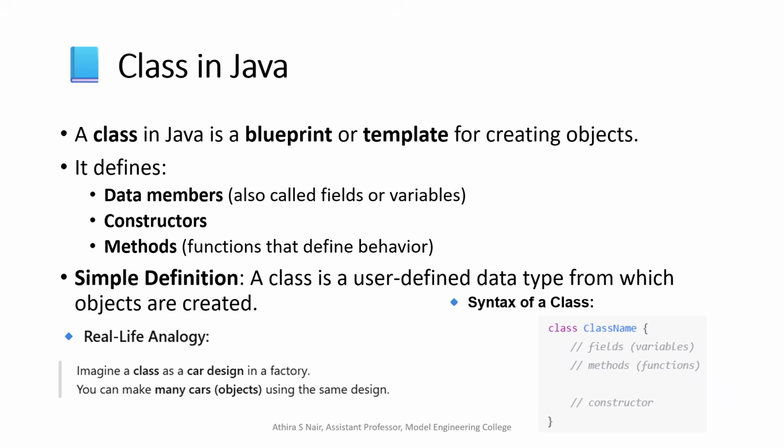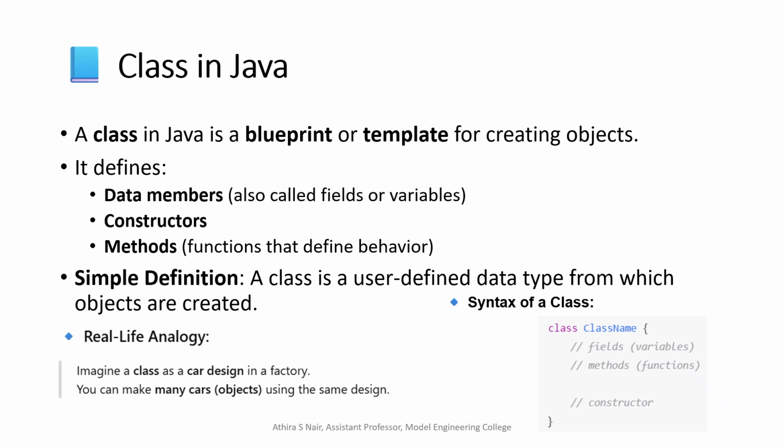For example, if class is a student, then Rahul, Anu, Priya, these are the objects. And if fruit is a class, then apple, mango, guava, they are the objects. So each student has different details but follows the same structure. And a class defines data members. Data members are also called fields or variables.